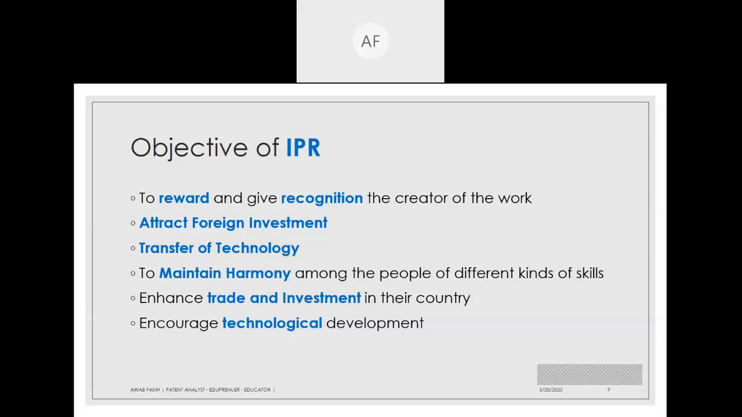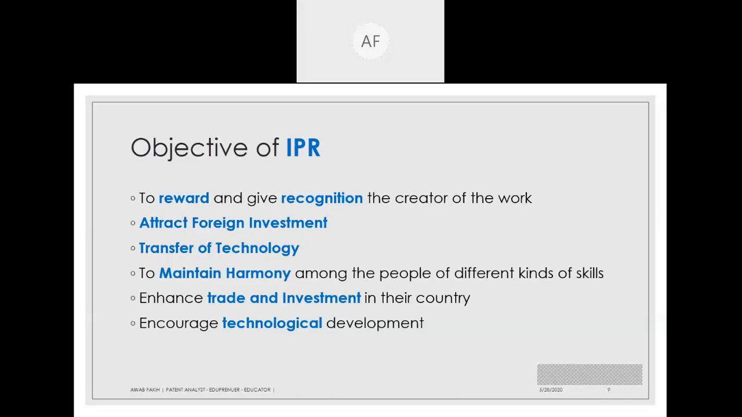So let's go with the objective. The point is, okay, why should we do it? What is the advantage for it? After putting all the hard work, what is the advantage? The first point is to give recognition to the creator of the work. Simple as that. That's the golden statement. Every nation gives recognition to the creator so as to motivate him to perform better. He is rewarded in such a way that he can enjoy monopoly and economic benefits over his work. He can enjoy economic benefits by licensing it, or by selling his invention.